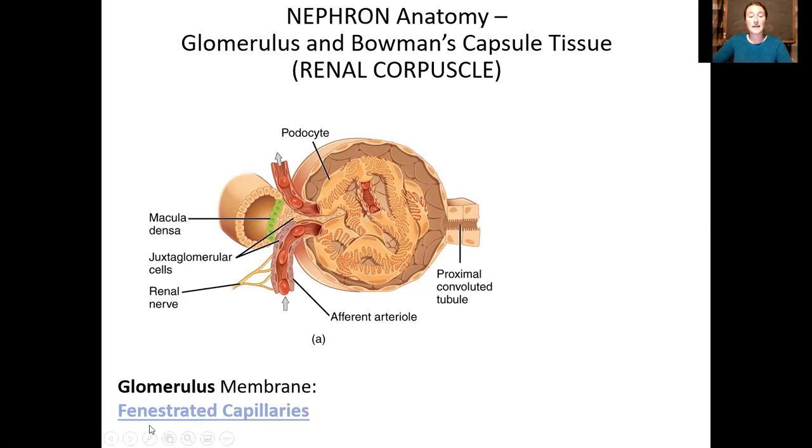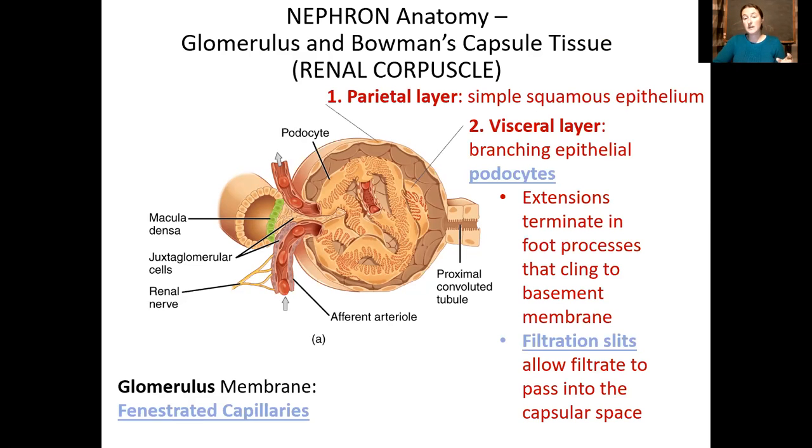Remember that these capillaries are fenestrated. They have these little holes in them, which allows larger substances to pass through. However, we still do not allow blood cells to pass over these capillary membranes, right? The only capillaries that allow the passage of red blood cells are the sinusoid capillaries, right? So the ones in the liver, right? The ones in the bone marrow, not the kidney, right? If you see blood in your urine, that's a problem. You are never supposed to have blood cells crossing over this membrane.